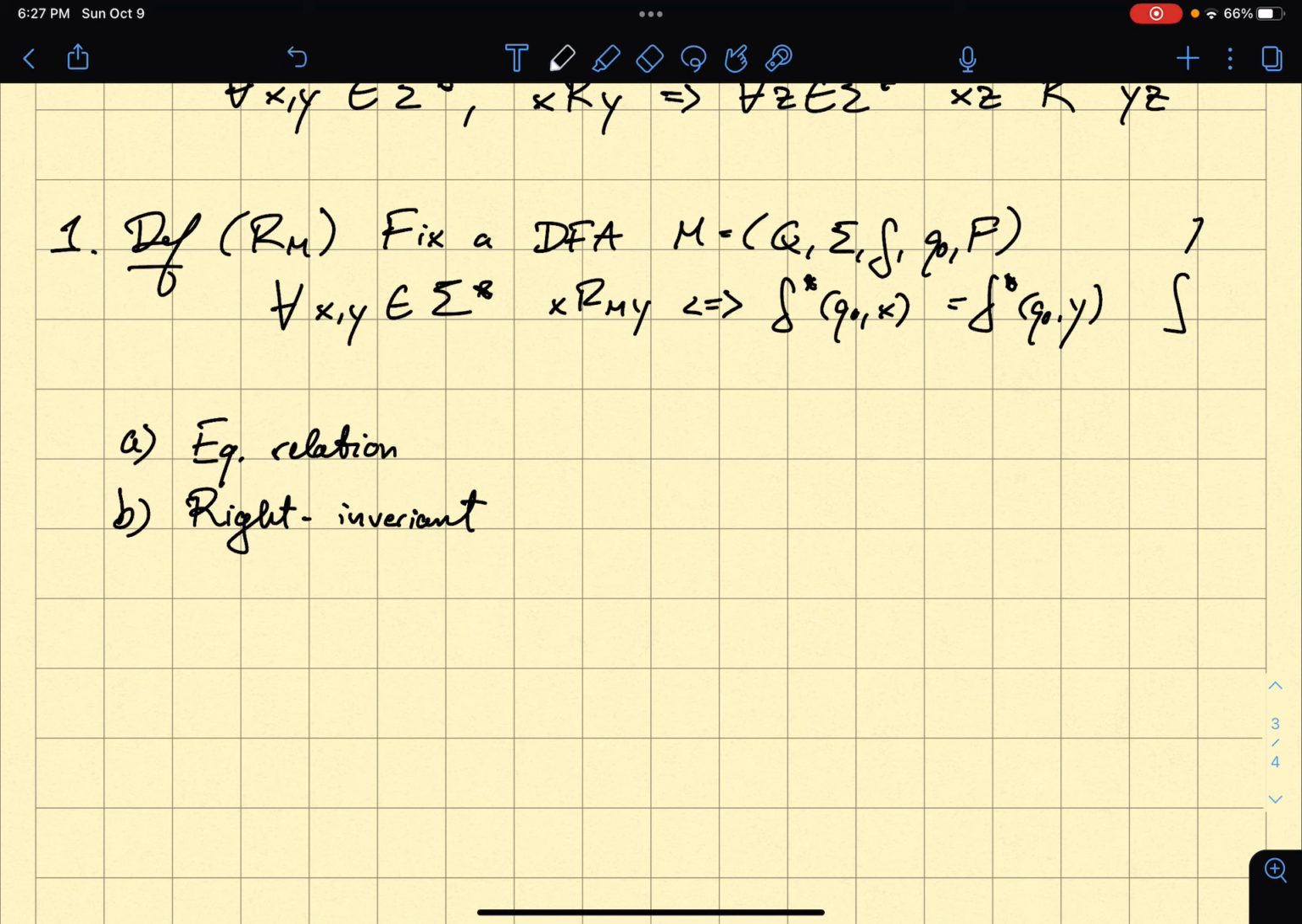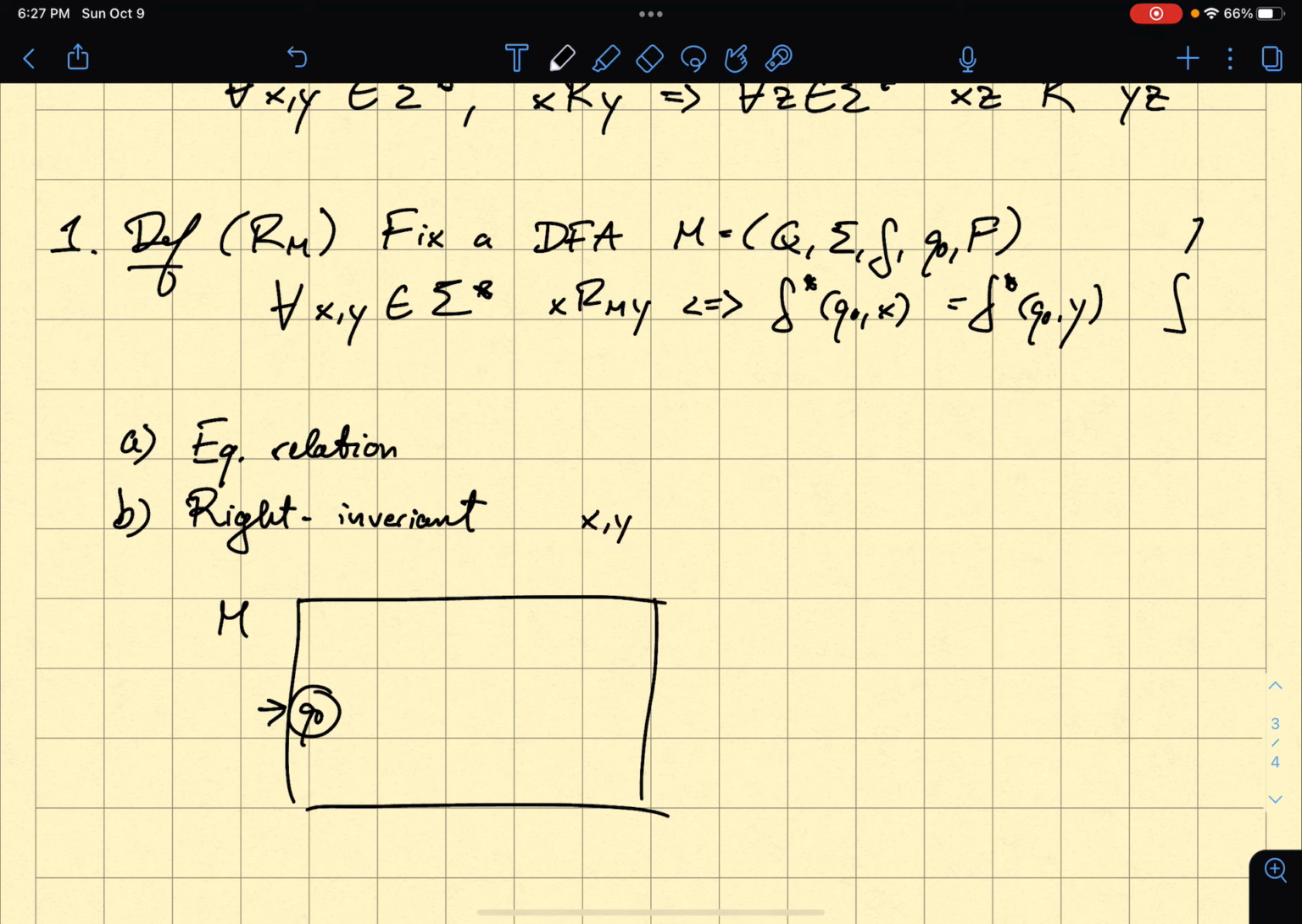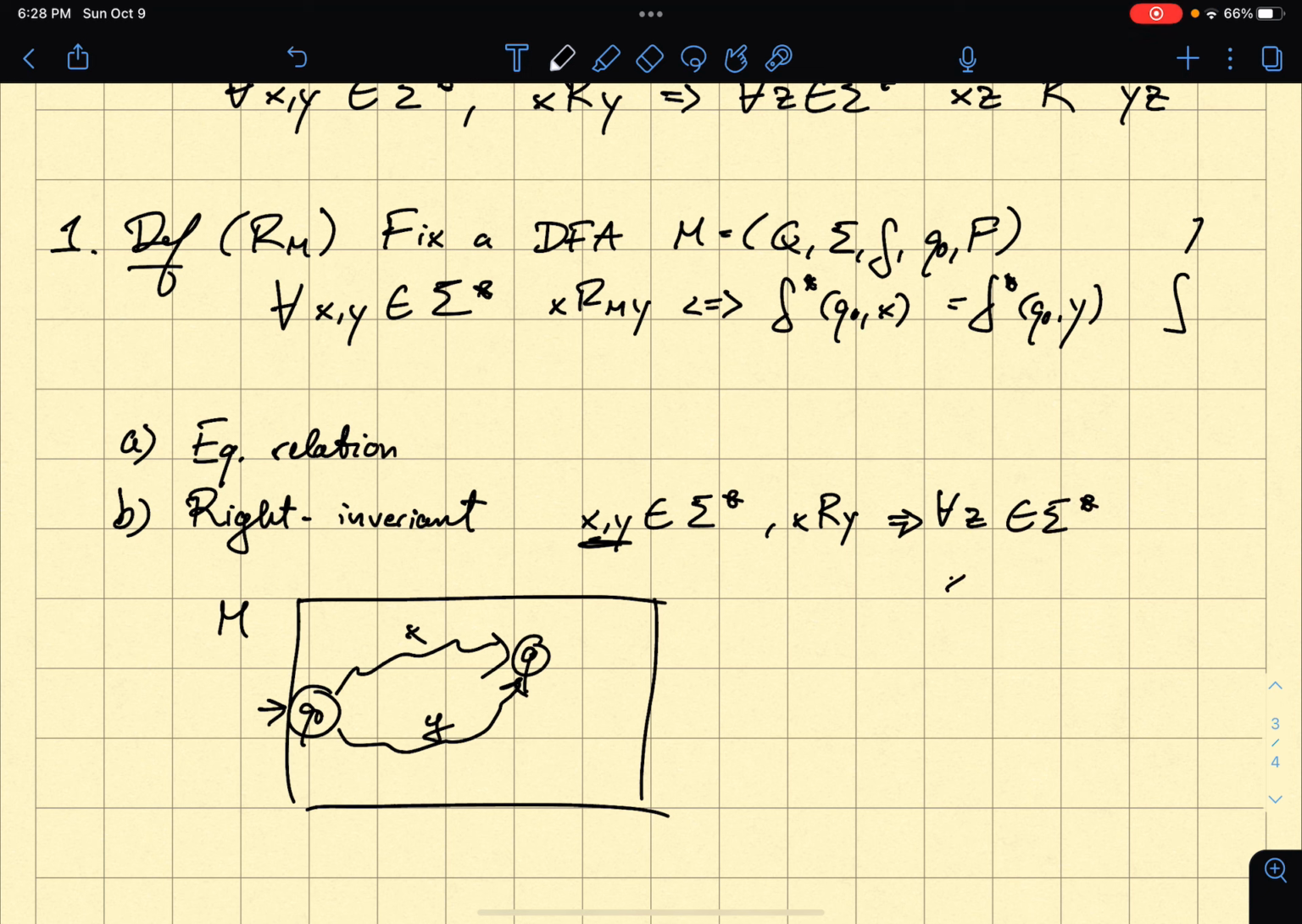Well, I'm just going to use a picture to show you why it's right invariant. So imagine I have a machine M, which is fixed. It's a DFA. It has an initial state q0. And then I know that two strings x, y in sigma star are related. Essentially this means that if I read x, I go to maybe the state q. And because x and y are related, when I read y, I'm going to go to the same exact state. And so for this relation to be right invariant, because x and y are picked arbitrarily, if I can show that for any other string z, xz will be related to yz, then this will have shown that this relation is right invariant. So this is essentially what I want to show.